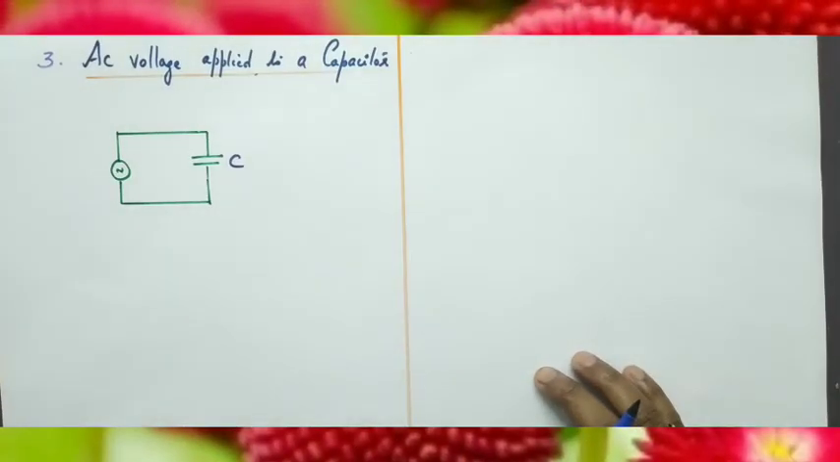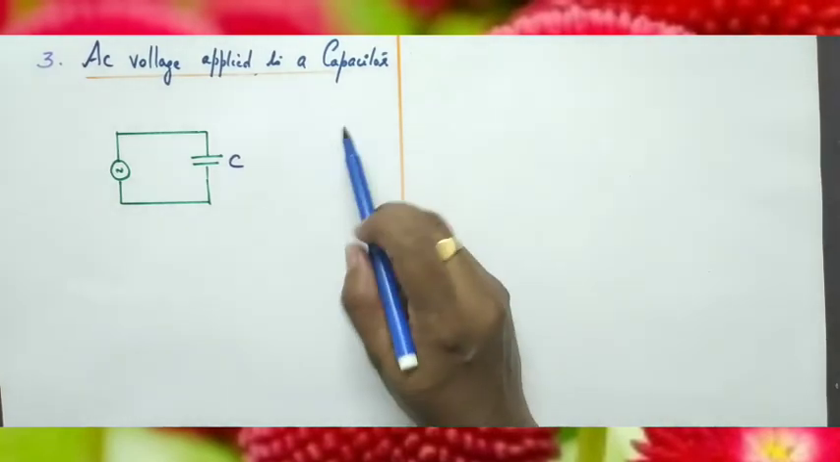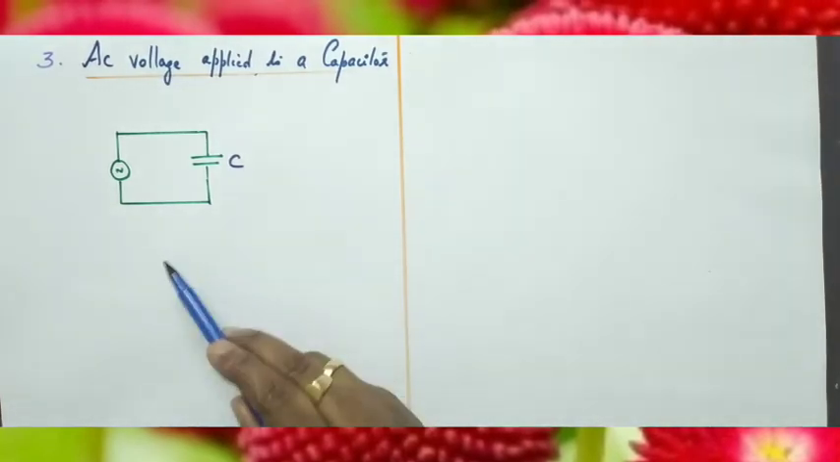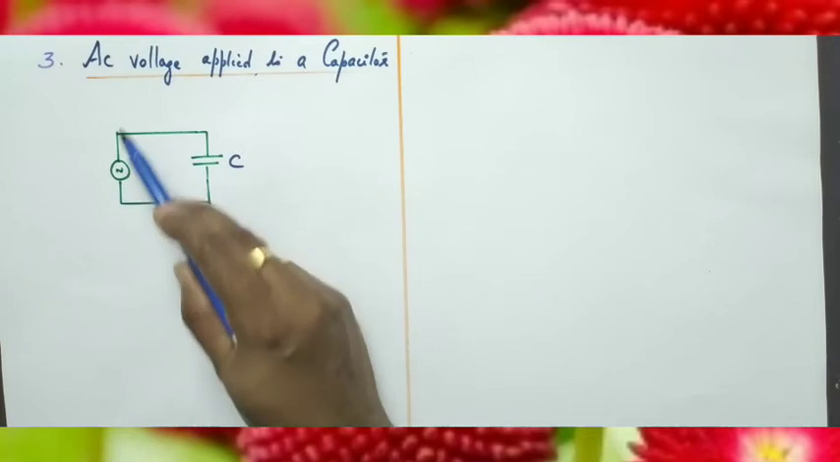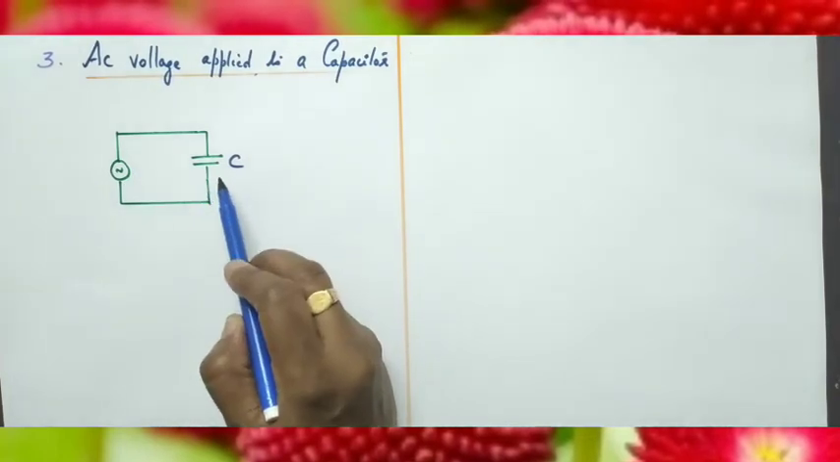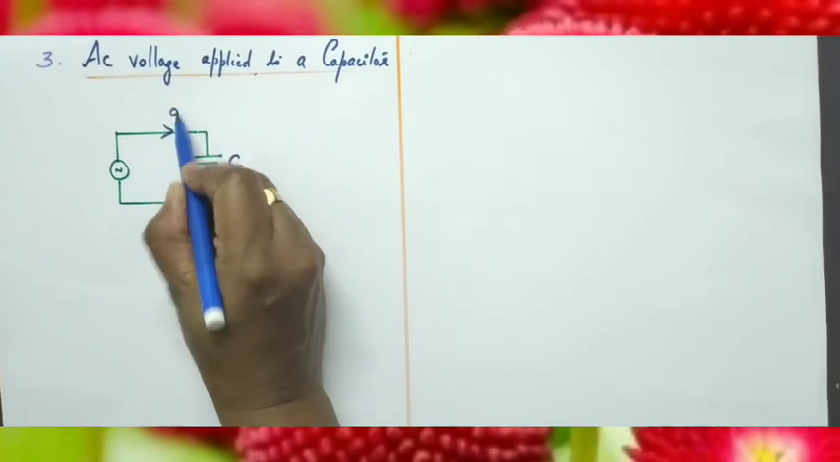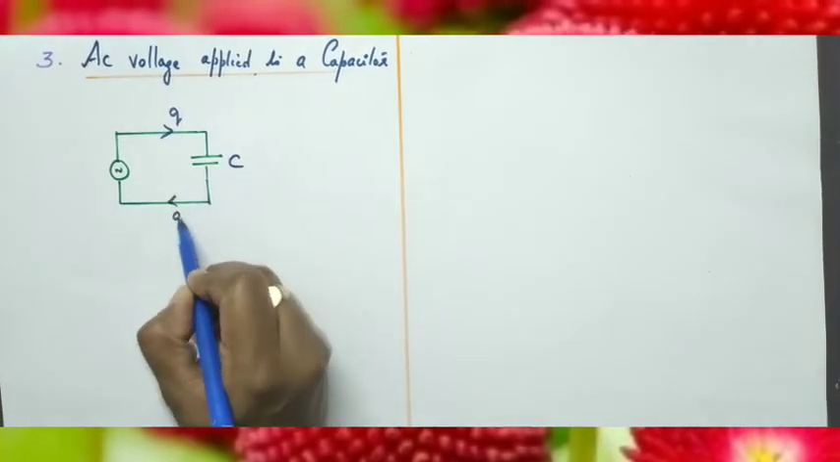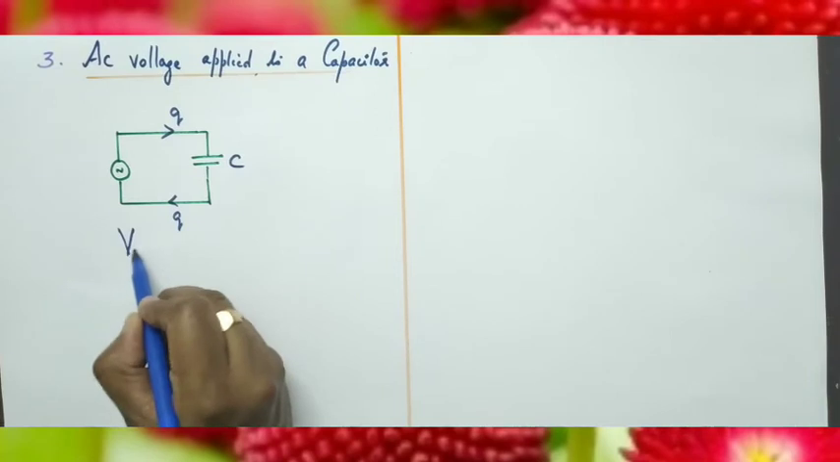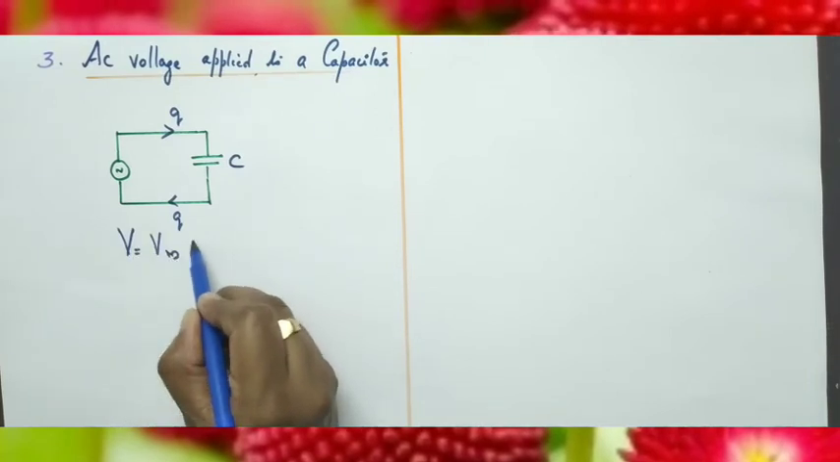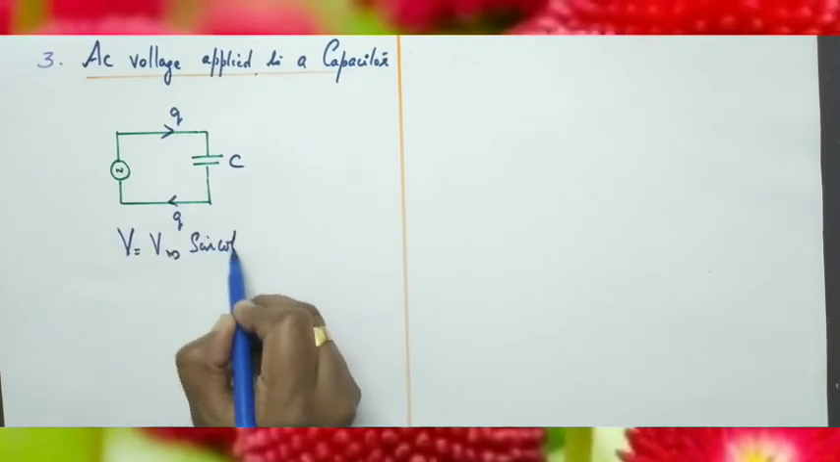Now we can discuss the third circuit, AC voltage connected to a capacitor. This is an AC source which is connected to a capacitor C. Here let Q be the charge. How will you write the AC voltage? AC voltage can be written as V equal to Vm sin omega T.